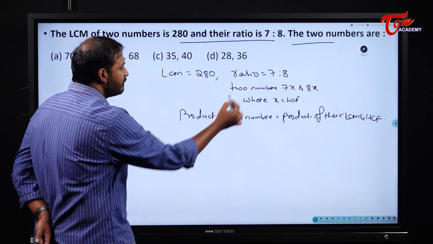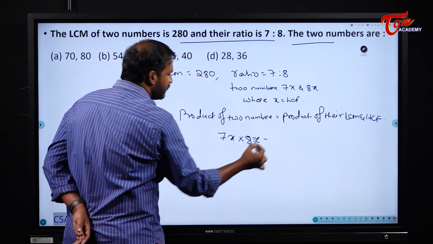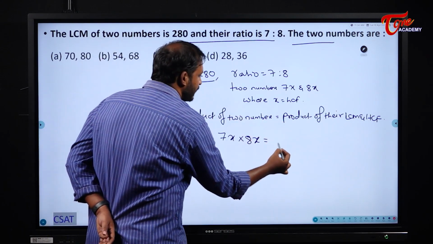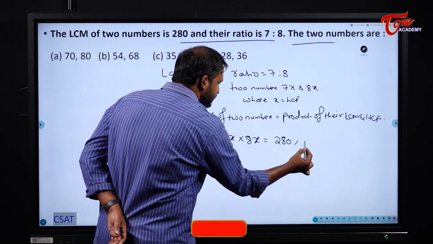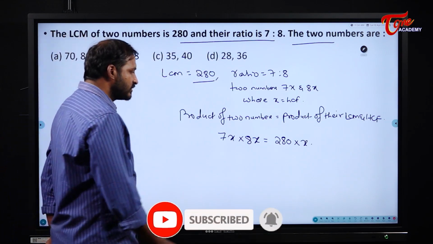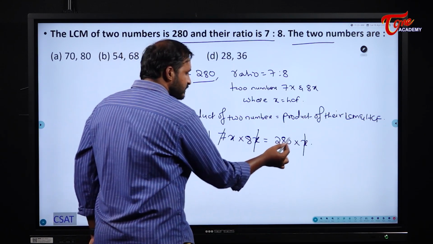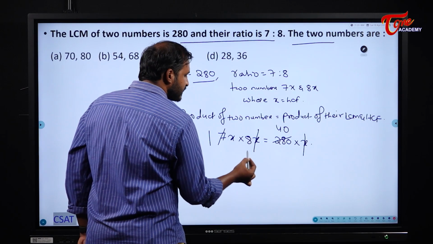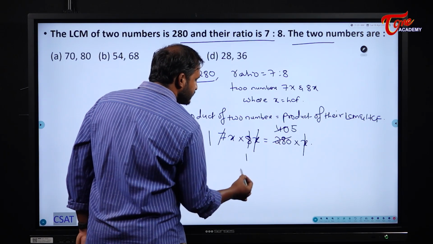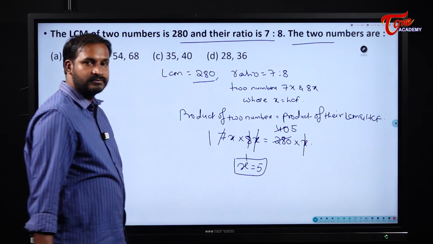So what are the two numbers for us according to this? 7x and 8x. So 7x into 8x is equal to, given the LCM, 280, and the HCF is x. So now x will get cancelled with x. Next, 7 ones are 7, 4 zeros. Next, 8 ones, 8 5s. So what is the value of x we got here? 5. The value of x we got here is 5.